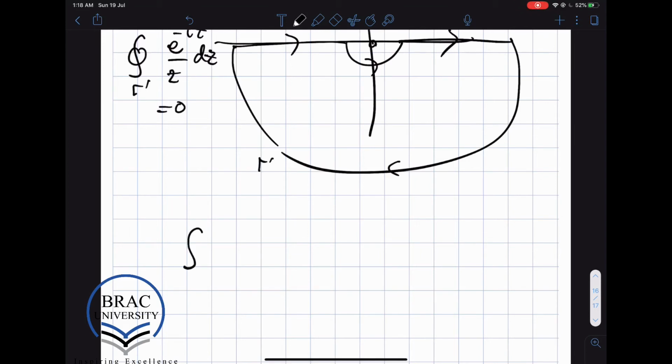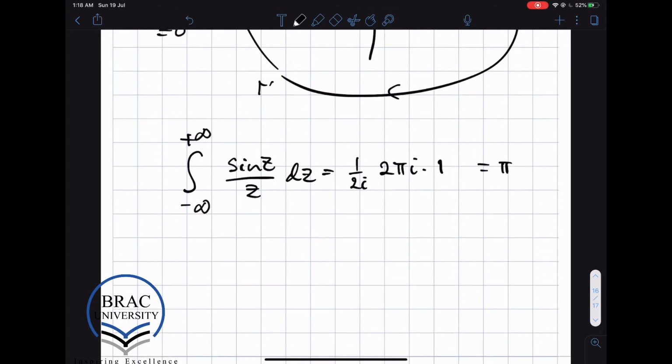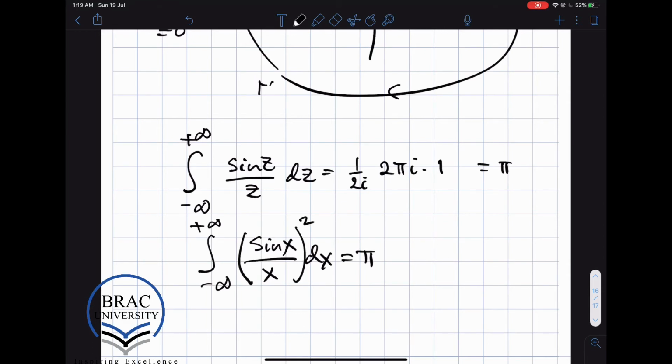So if I combine these results, then my original integral is, there was a 1 over 2 pi, and then Cauchy's theorem gives me a 2 pi i times 1, which was my residue. Therefore, I get a pi here. But this is just an integral over the real line, so this complex variable z is just x. So we get, as a result, this thing. So that is our first result.